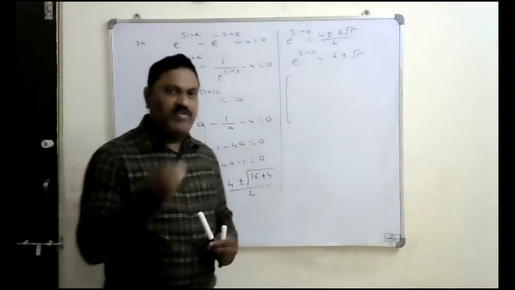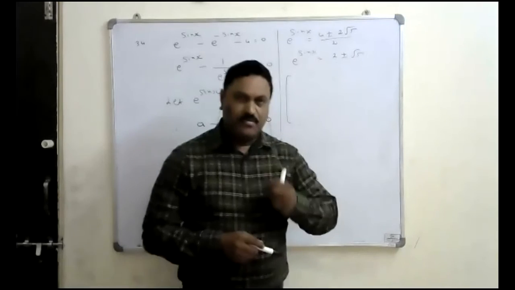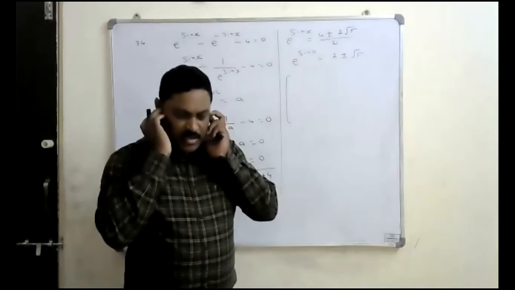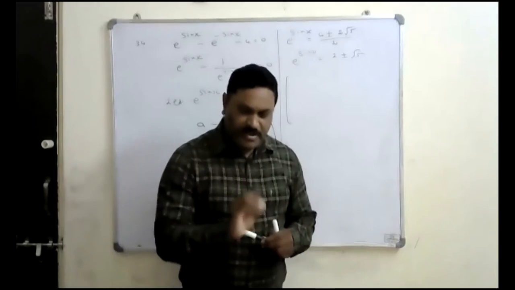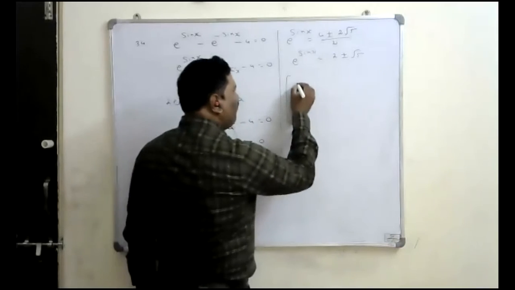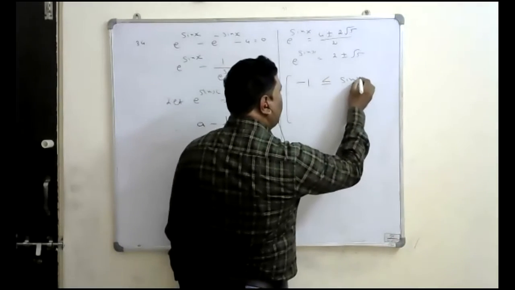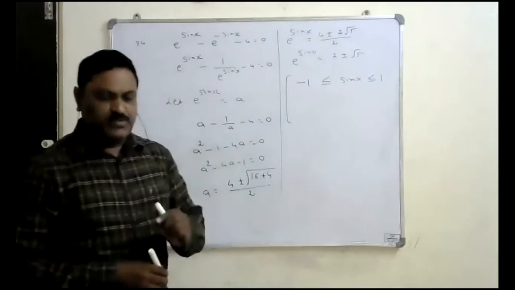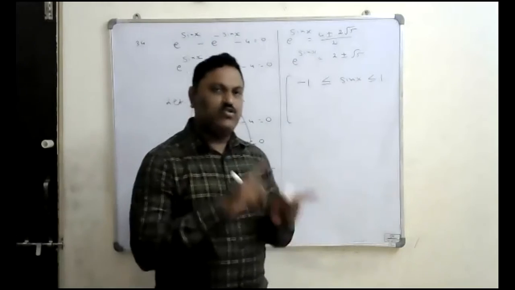We know that what is the minimum value of the sin x? Not 0. When the angle has a negative angle, then it also gives a negative value. That's why the minimum value of the sin x is minus 1 and the maximum value of the sin x is plus 1. So sin x always lies between minus 1 to the plus 1.